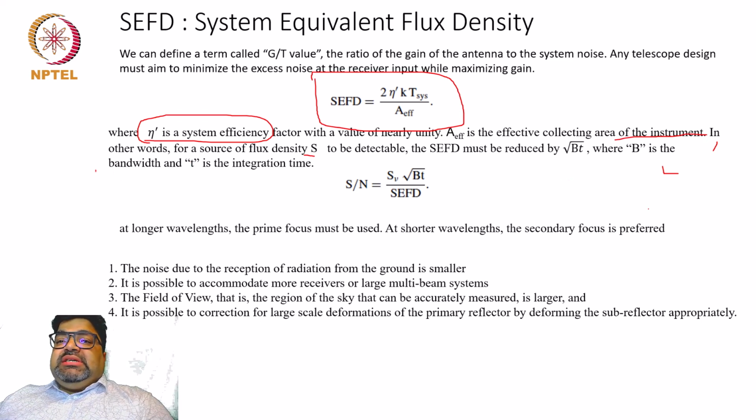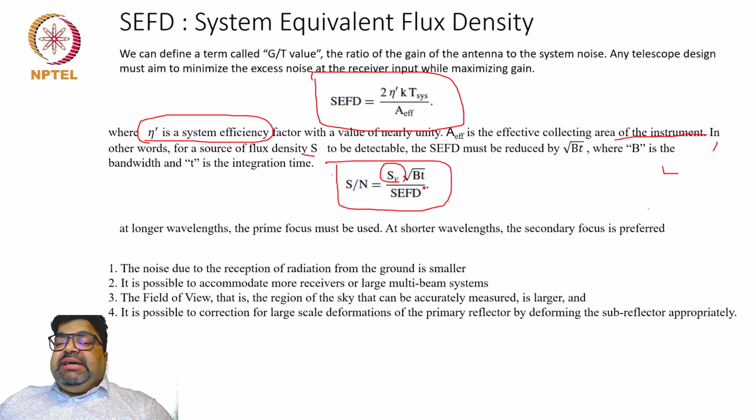So in other words, for a source of flux density S to be detectable, the SEFD must be reduced by the square root of bandwidth times the time steps, and so the S over N, signal to noise ratio, is given by the flux density of the source multiplied by the square root of bandwidth times time over SEFD. Okay, this is one thing to be remembered about, that you have to make the SEFD reduce, so that we increase the signal to noise.